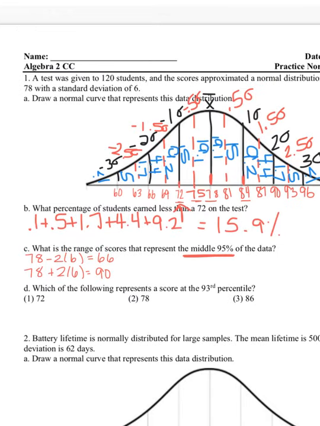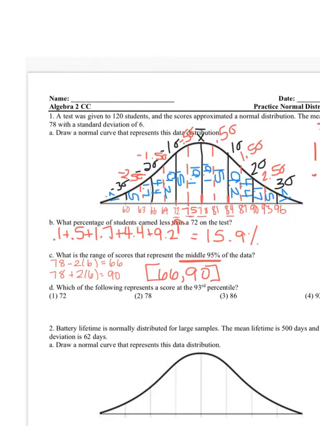So the range of scores is from 66 until 90, which if I look at my graph here, -2 standard deviations, I'm going to highlight it right here. That's a 66. +2 standard deviations is a 90. Okay, so 95% of students scored between a 66 and a 90. And then the last question, which of the following represents a score at the 93rd percentile?